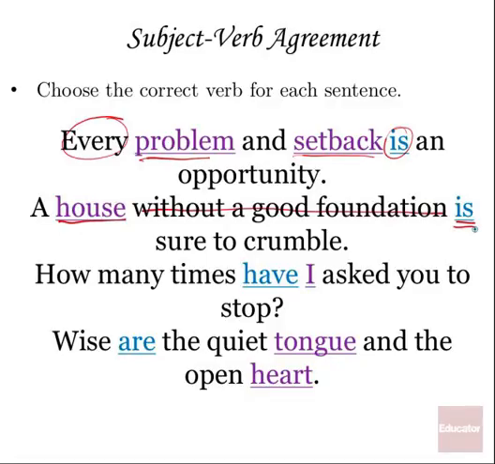How many times have I asked you to stop? Now, this is an inverted sentence because it's a question. So, the verb is have, the subject is I, so we use the singular verb have. I have. Wise are the quiet tongue and the open heart. This is another inverted sentence, in this case inverted for effect. We have a compound subject, tongue and heart, so we use the compound verb are.